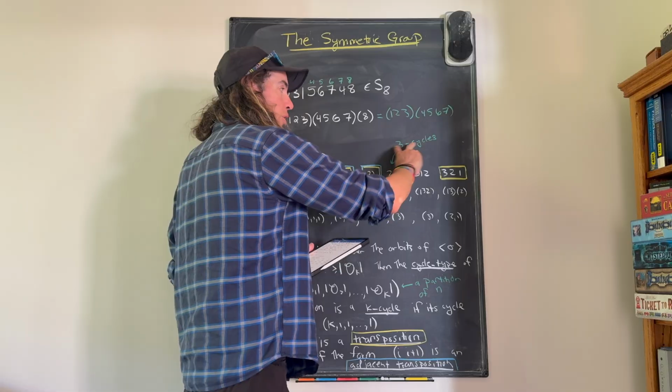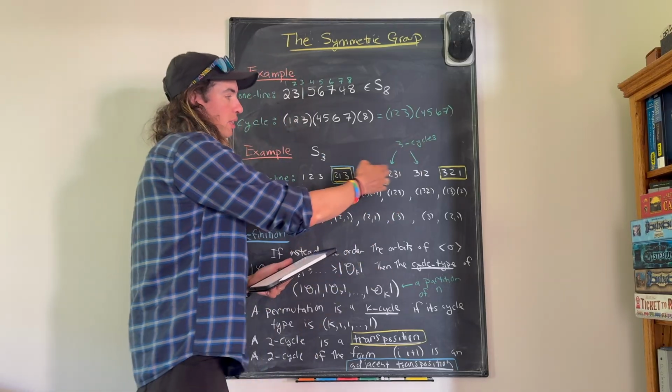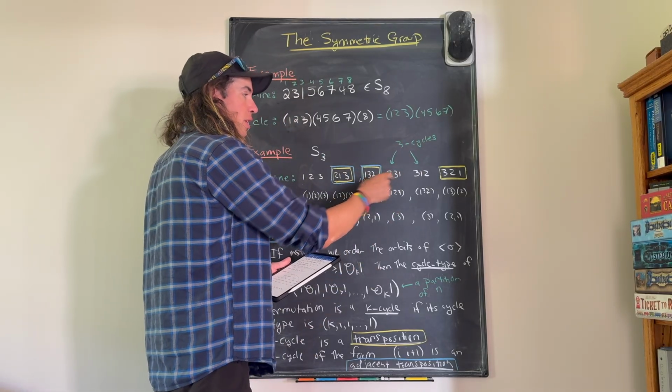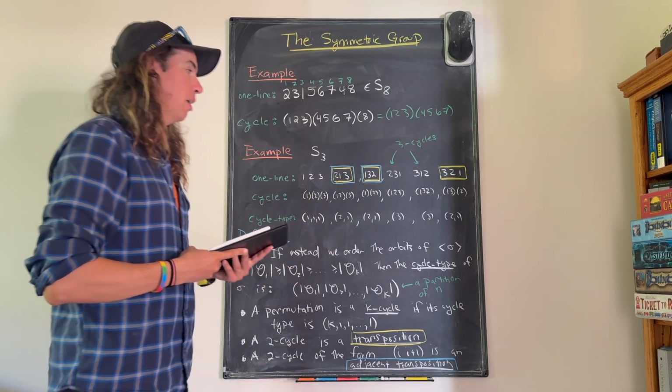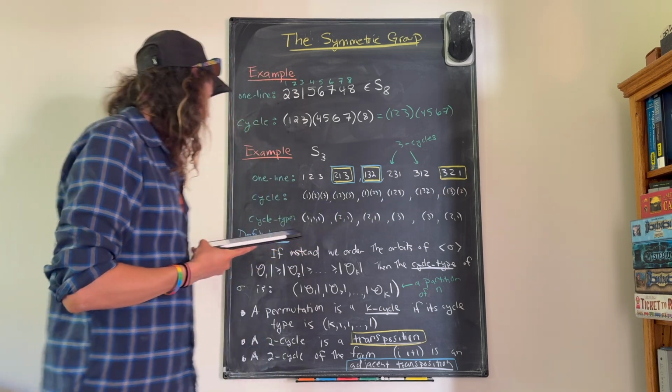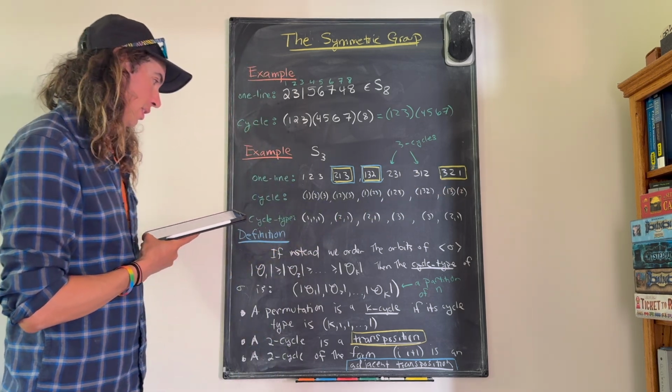These two things are what's called 3-cycles, as we'll see below. So this one in one-line notation, 2, 3, 1, is in cycle notation 1, 2, 3, and the rest are very similar. Great.